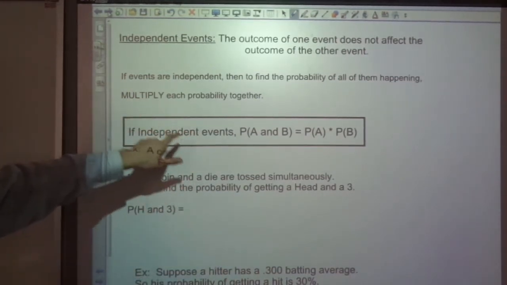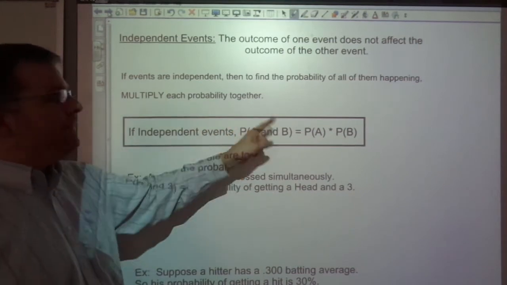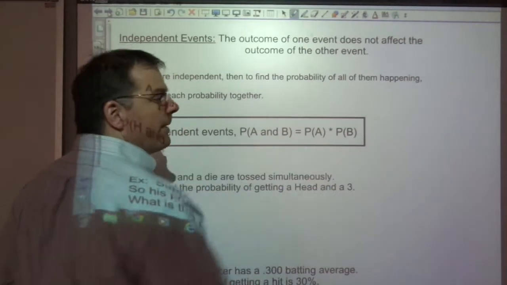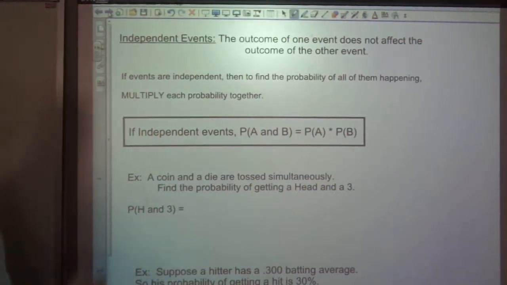If they are independent, then the probability of A and B together is equal to the probability of A times the probability of B. Here's an example.